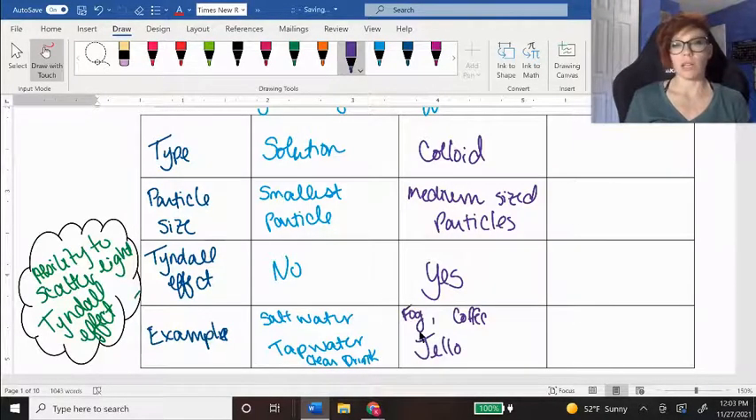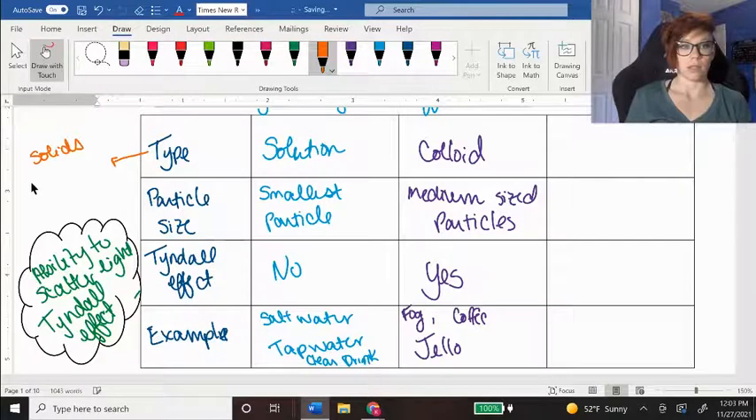Just to be clear about this, yes, you can have a colloid as a solid, liquid, or gas. Jello is more solidified, and fog is more in the gas phase. So all of these types can be solids, liquids, or gases.